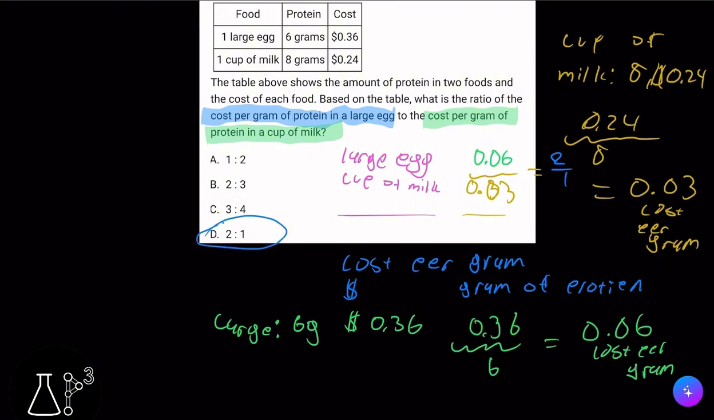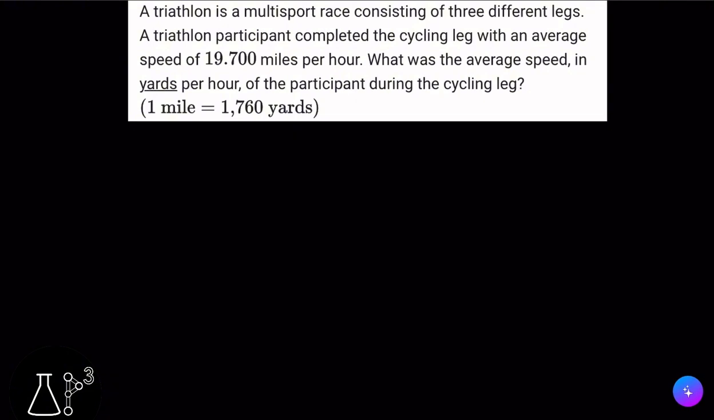to D. Don't get confused with 1/2 or 1 per 2. That would be 1 large egg per 2 cups, but in this example, it's 2 large eggs per 1 cup of milk. Okay, let's do a different problem now.